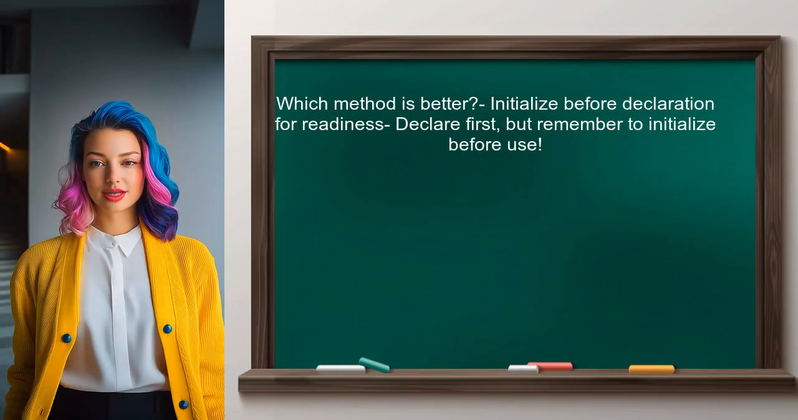So, which method is better? It really depends on your specific use case. If you want to ensure all variables are ready to go before you start using them, initializing before declaration is the way to go. But if you prefer to declare first, just remember to initialize before use.